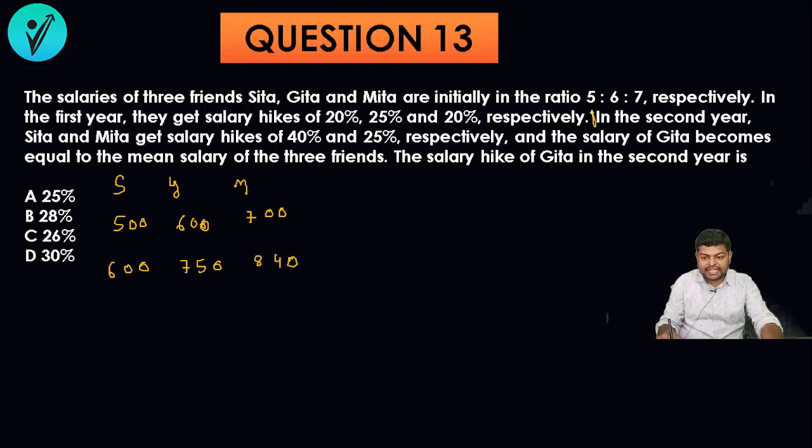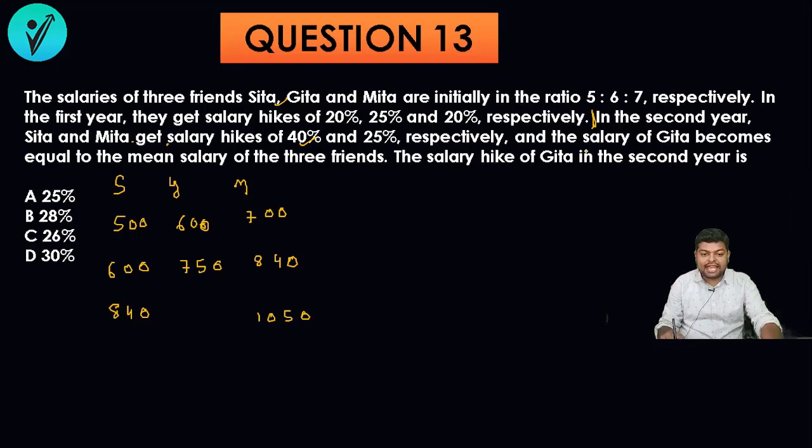Next, in the second year, Sita and Meeta get hikes. Sita is getting a hike of 40%. So if Sita gets a hike of 40%, her salary will become 840, an increment of 240 rupees. And Meeta is getting a hike of 25%. So what will be her salary? It will be 210 added, so 1050.